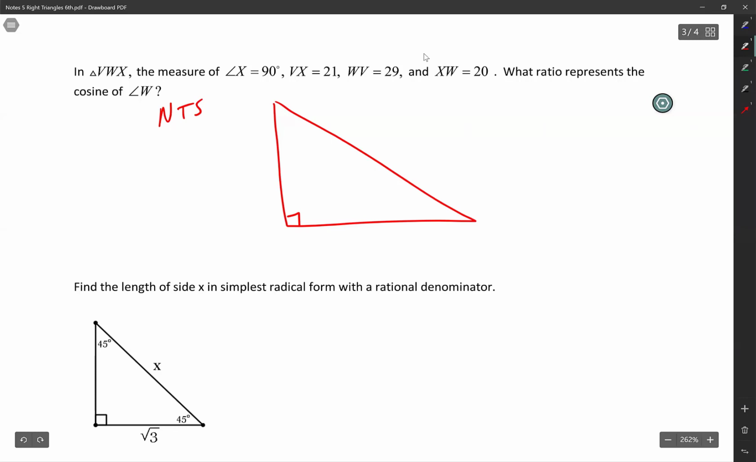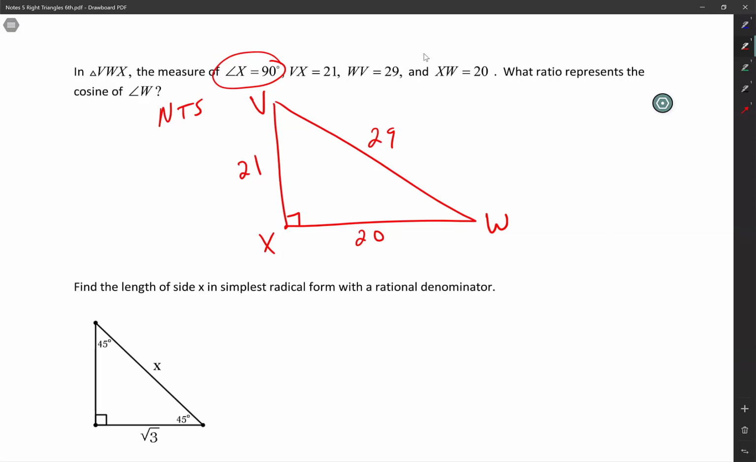So here's my right angle. They tell me that the right angle occurs at vertex X. So I'm going to call that vertex X. So that means I can write V and W on the others. So there's my VWX. So VX is 21. WV is 29. XW is 20. So there it is. I got 20, 21, 29. If you wanted to verify with the Pythagorean theorem that this is correct, it's correct, guys. 20 squared plus 21 squared does in fact equal 29 squared. So you're good there. And they want to know the ratio of cosine W.